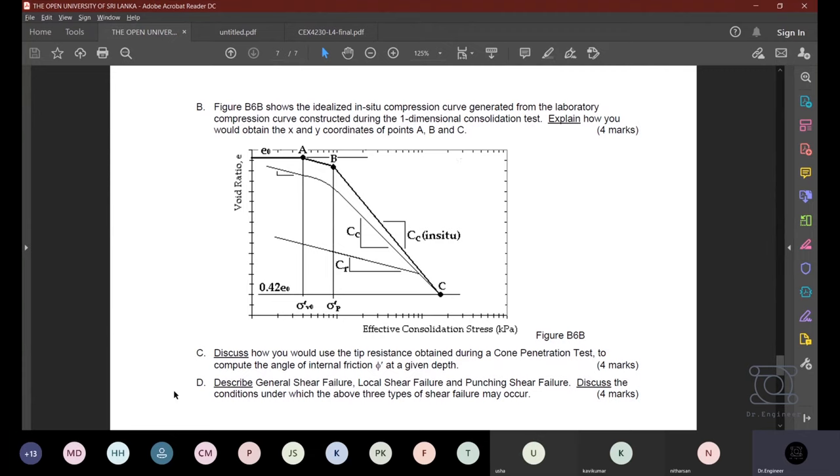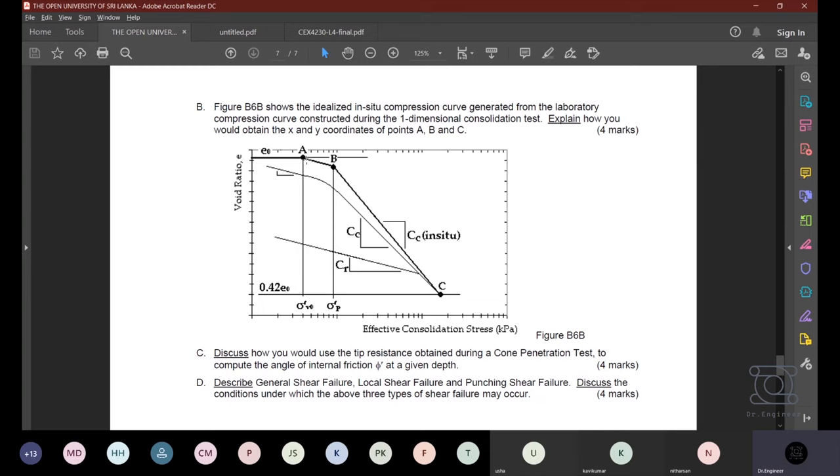So here this CC and CR, right? CC in situ, you can't find this directly, but you can find CR and CC from your lab graph. So now you know e naught, the value where you started the practical. And sigma dash V naught is the initial stress, which you are providing. So using these two values, you can find A.